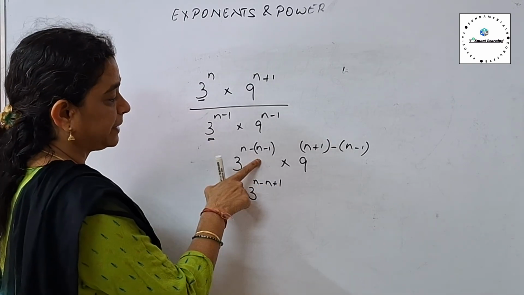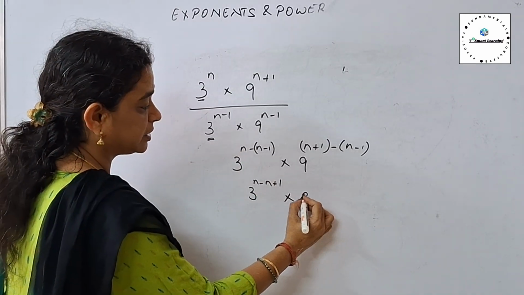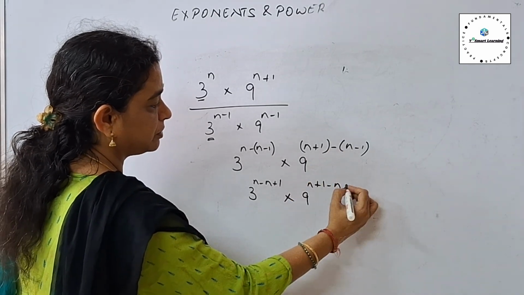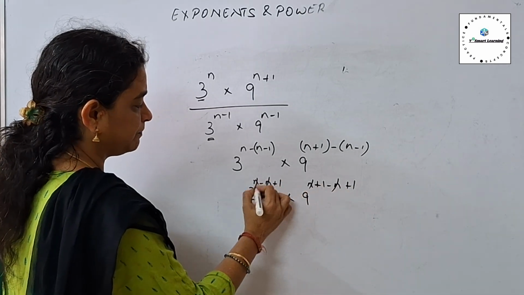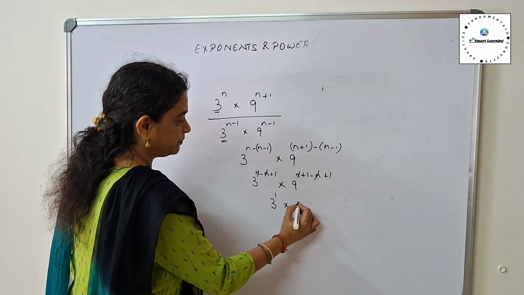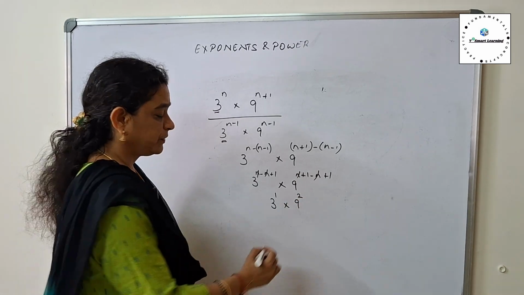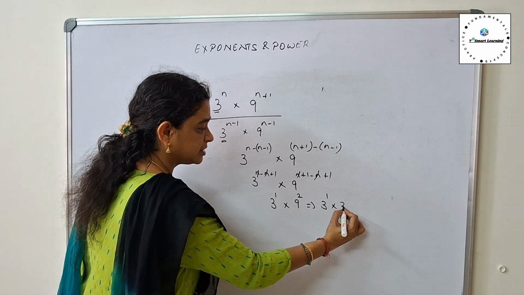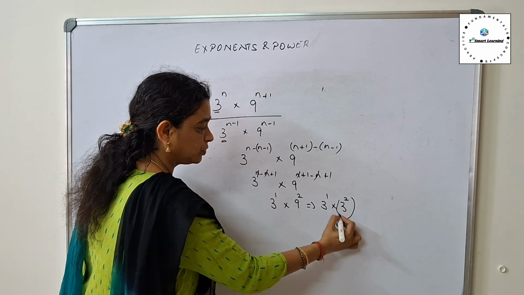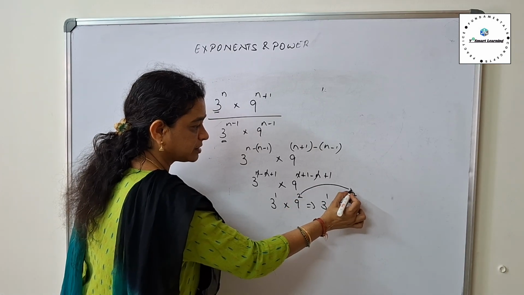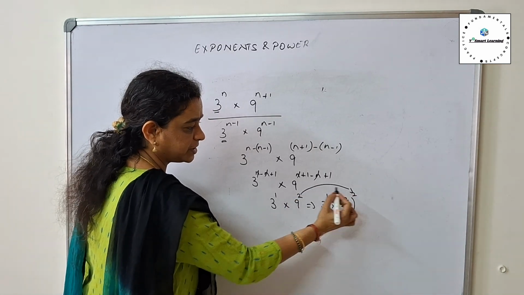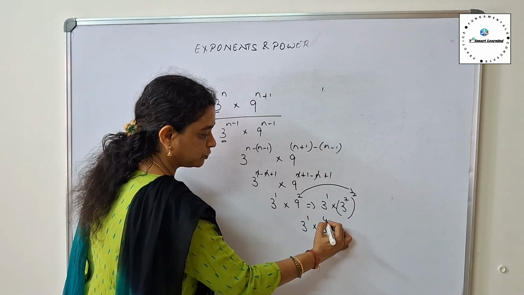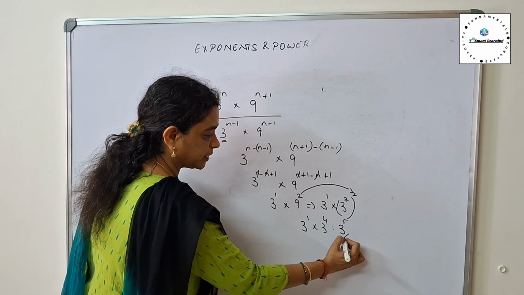Please note the brackets are very important, as I have already indicated. Please use brackets wherever needed. This is minus n plus 1. So n goes, and I get 3 power 1 into 9 squared. Now I know that 9 is a multiple of 3. I can write 9 as 3 squared, so 9 squared is (3 squared) squared. So this becomes 3 power 1 into 3 power 4, which is 3 to the power of 5.